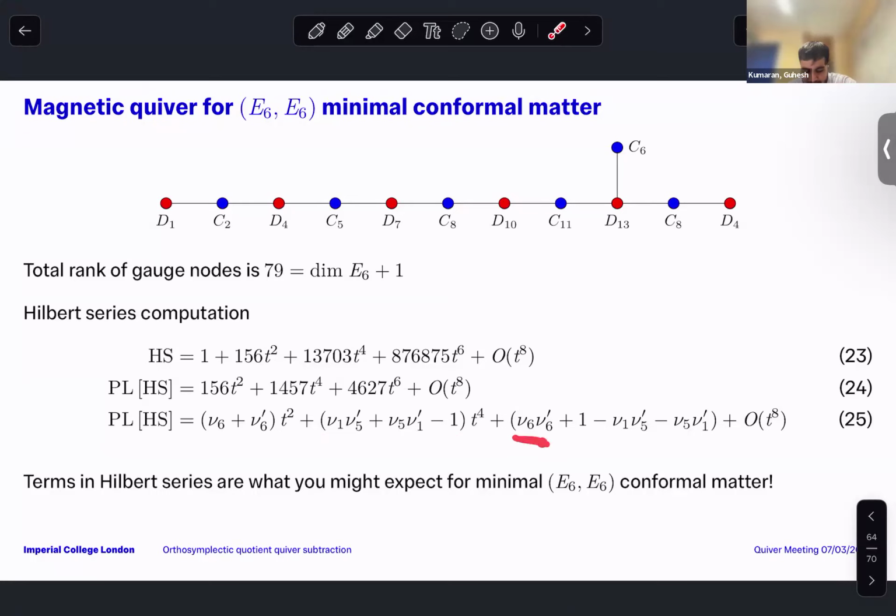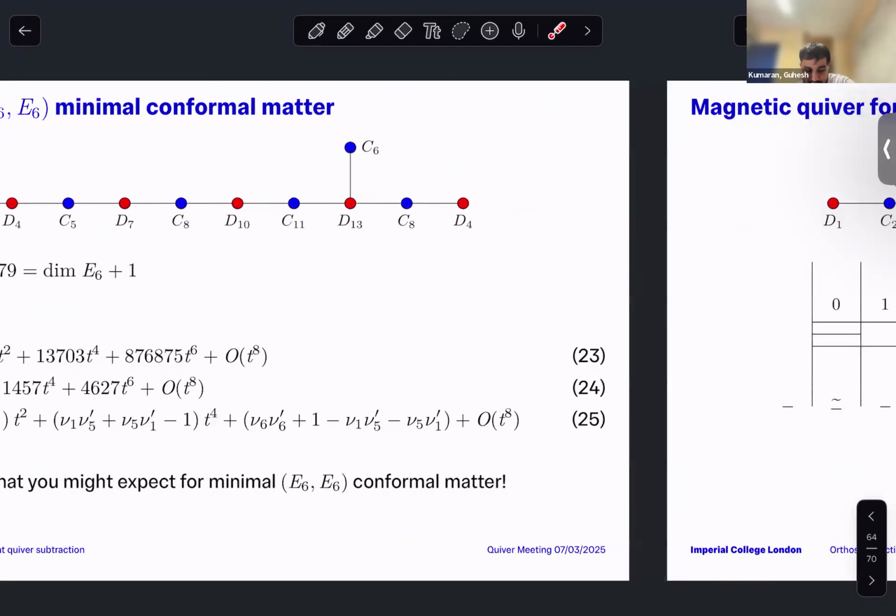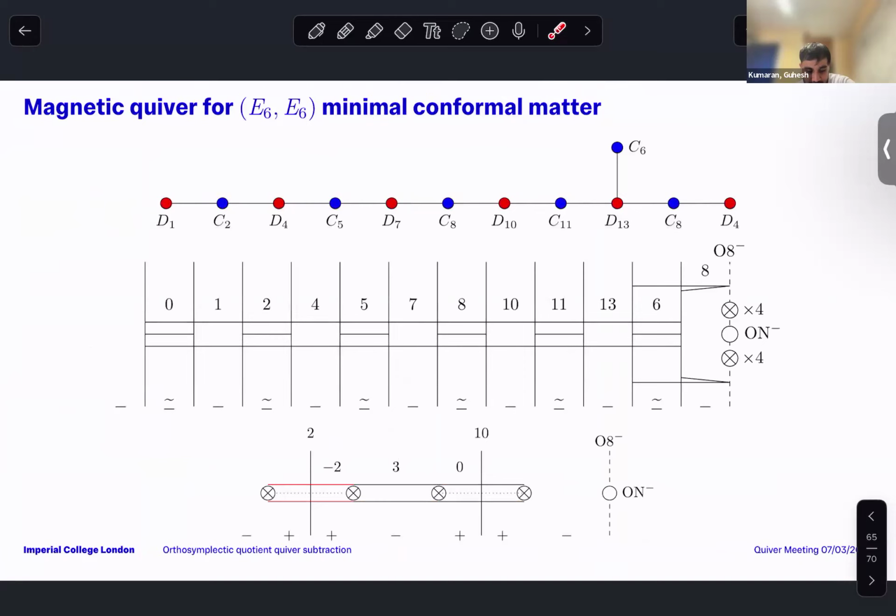And this term is a biadjoint. And it's like I'm removing this bifundamental matter here as a relation in some sense. Okay, so Hilbert series seem promising. And then I can do the same thing and write down some brane systems for these. So here's the brane system in the magnetic phase and then in the electric phase, where I have this additional ON minus plane, which we didn't have before. I didn't introduce it, but this is what you need in order to get the brane system.